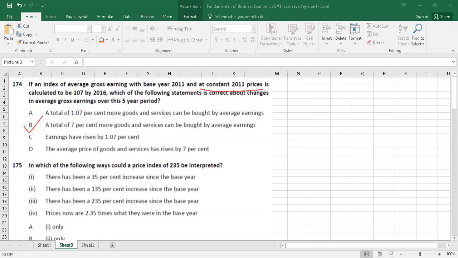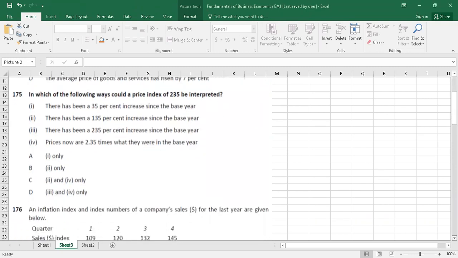175 says, in which of the following ways could a price index of 235 be interpreted? There has been a 35% increase since the base year. There has been a 135% increase since the base year. There has been a 235% increase since the base year. Prices are now 2.35 times what they were in the base year. So what can we select the answer to be?